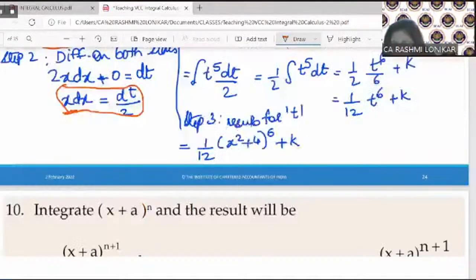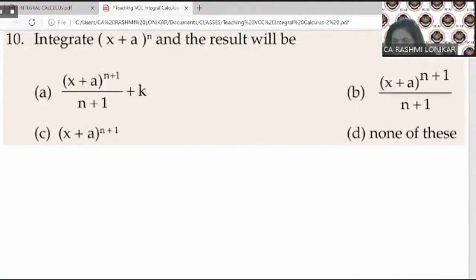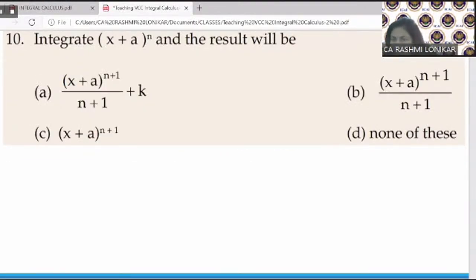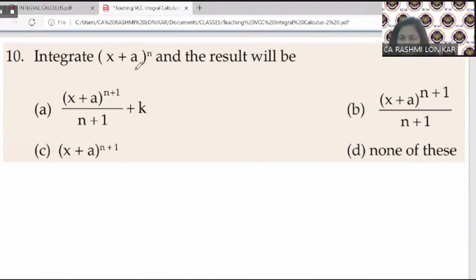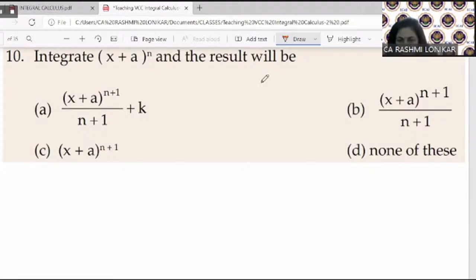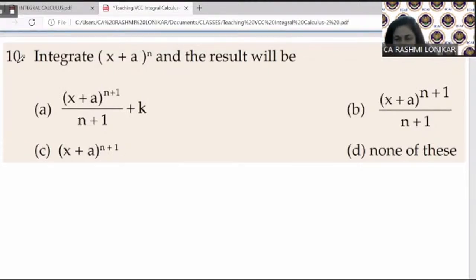Before we go to the next sum, we'll take the break. Just let me show you this. Integrate (x plus a) raised to n, and the result will be (x plus a) raised to n plus 1 upon n plus 1. What is important here is this plus k. So that is why we have A as the correct answer.